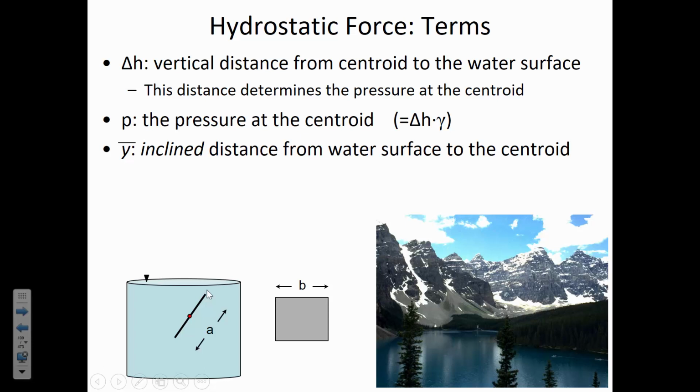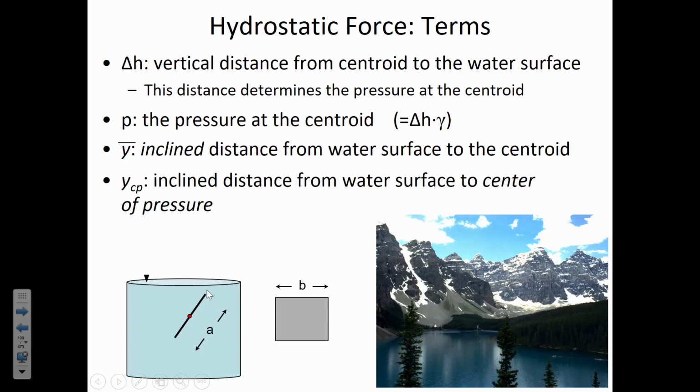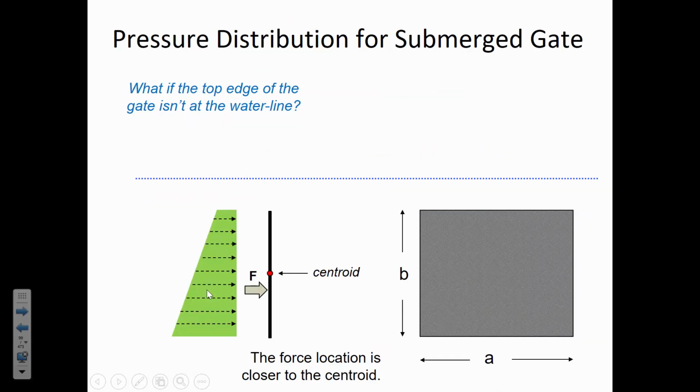Y bar. YCP, the inclined distance from the water surface to the center of pressure. Now, the location of the force is always going to be below the centroid, always. If we go back to this other drawing here, the location that the force is applied is always below the centroid because there's more pressure on the lower half of the plate than there is on the top half of the plate. So that brings the average down below the middle point.